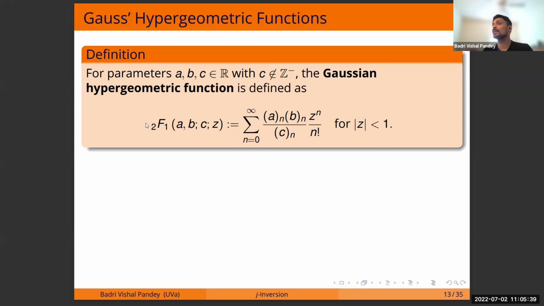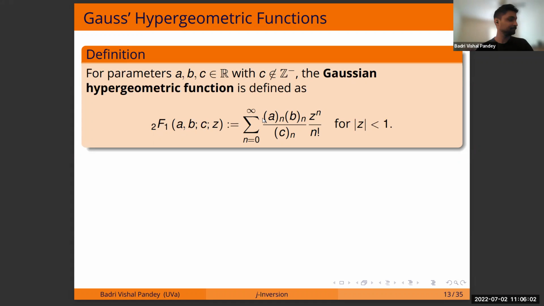But yes, the 2F1 Gaussian hypergeometric function is defined the following way: 2F1(a, b, c, z). These are the parameters, and this is the variable, is equal to the summation from n equals 0 to infinity. This is again that symbol, if you remember. Well, I did not define this symbol, right?